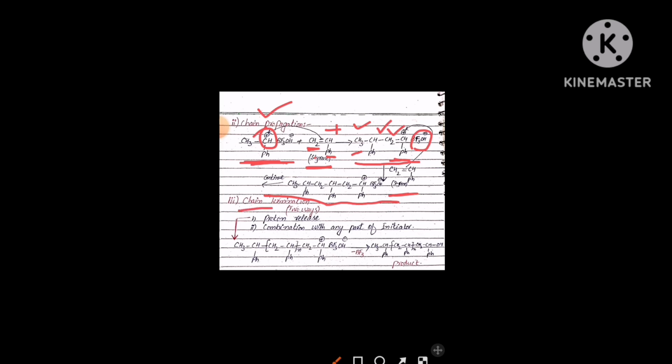Now the third and last step is chain termination. It proceeds in two ways: either by proton release, or by combination with any part of the initiator. So students, this is our chain. If we remove this small molecule from it, the Lewis part BF3 and OH negative, and the hydrogen positive and carbocation make a bond, the chain will be terminated after releasing this small molecule. The BF3 will release and the chain is ended, and the product is formed.